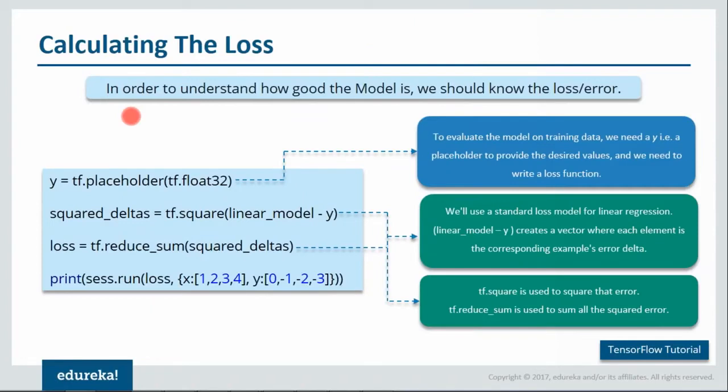Now is the time to understand how we calculate loss. In order to find the loss, we should first define a placeholder, which we have named y, which will hold the desired output, or you can say the output that we already know. Then we find the difference between the linear_model, the output of our model, and the output that we already know, the placeholder y, or you can say the difference between the model output and the actual output. Then we find the square of that difference, and finally we sum all the squared errors that we have calculated in the above line. So we'll sum all of these squared differences.